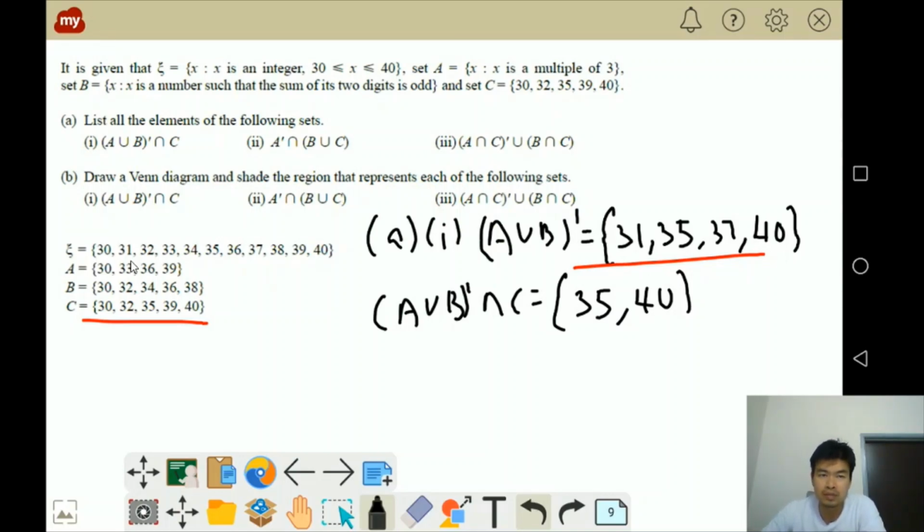A prime intersect with B union C. Now B union C is easy. I'm not going to list it down again. You just look at B and C. All together, they are B union C. So what is A prime? I'm going to list down the A prime here.